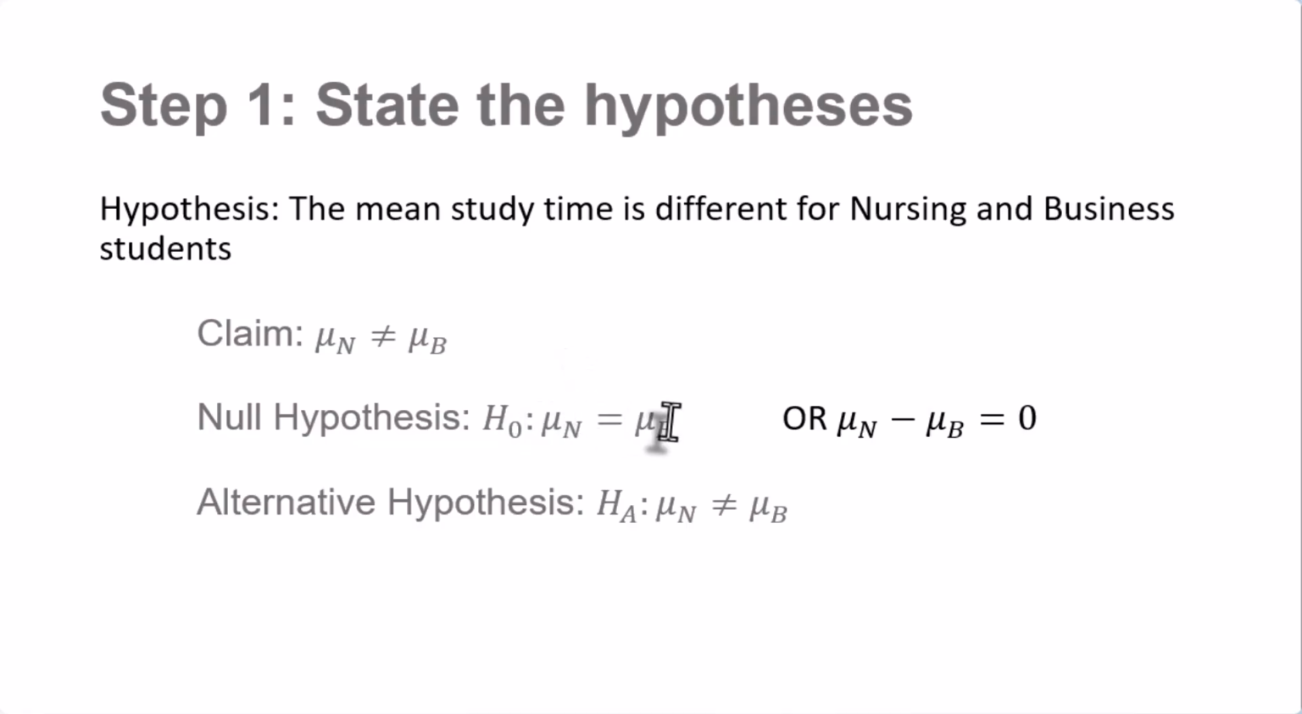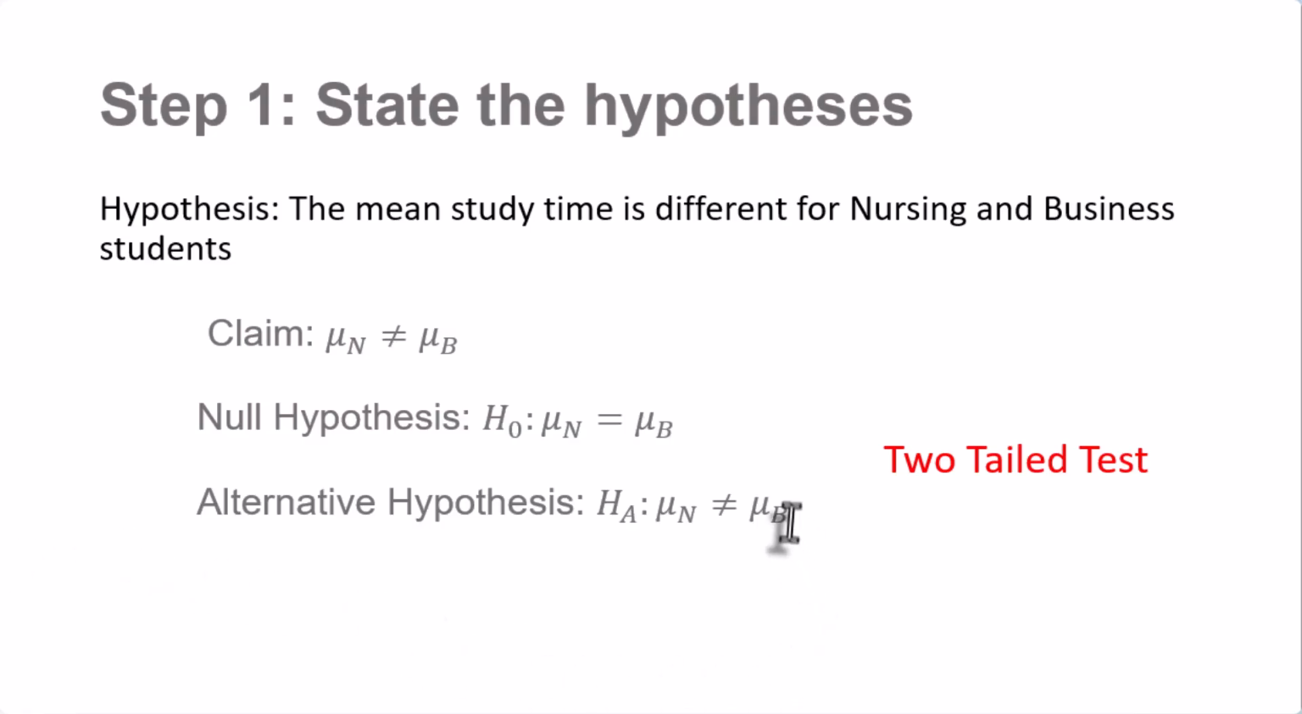The null hypothesis would be that they are in fact the same, and the alternative hypothesis is this claim that we're making that mu sub n does not equal mu sub b. I included an alternative way to state the null hypothesis here. So mu sub n equals mu sub b is also equivalent to mu sub n minus mu sub b equals 0. So you might see the hypotheses written in this form where you take the difference between the population means instead of having each one on either side of the equal sign.